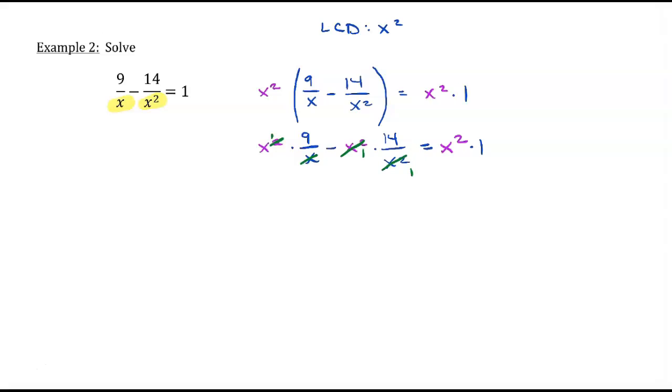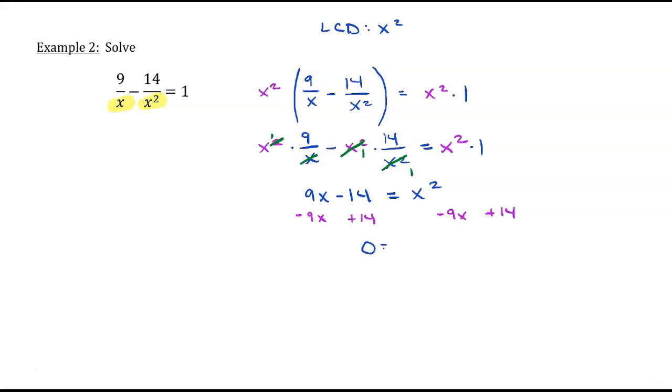So now our equation becomes x times 9, or 9x, minus 1 times 14, or minus 14, equals x squared times 1, or simply x squared. Now we have a quadratic equation to solve. We first want to write this in standard form. So we'll subtract 9x from both sides of the equation, and we'll add 14 to both sides of the equation.